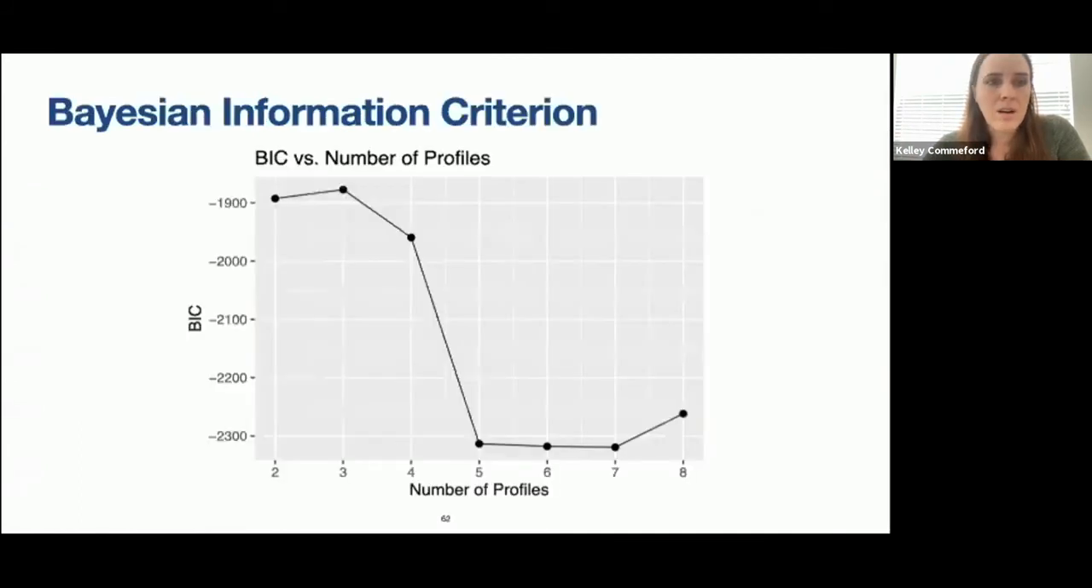If we look at our Bayesian information criterion, this really tells us the goodness of the model, is how I like to think about it. The reason we chose 2 profiles is because it's the simplest solution we can look at. And then 5, 6, and 7 really had the best BIC. So we chose the simplest model of these 3 because they were about the same.